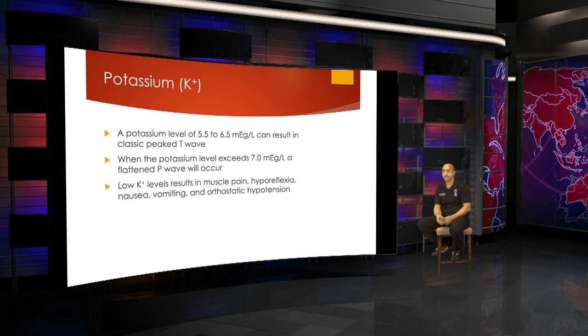All right. If you have low K levels, it can result in muscle pain or even cramping. You can start losing your reflexes, which is important that you don't lose those. Nausea or vomiting, and you can start having orthostatic changes. So you can have a different blood pressure laying down versus sitting versus standing, all right?